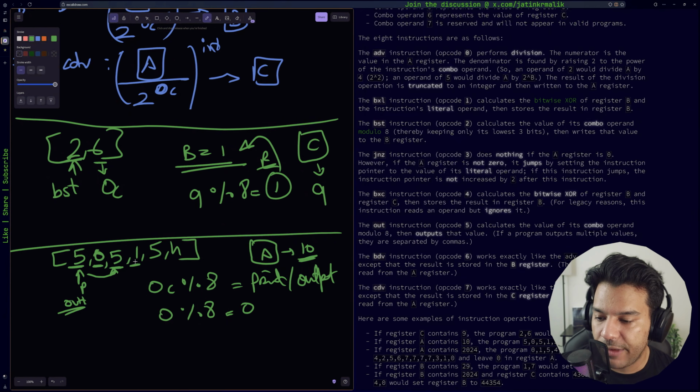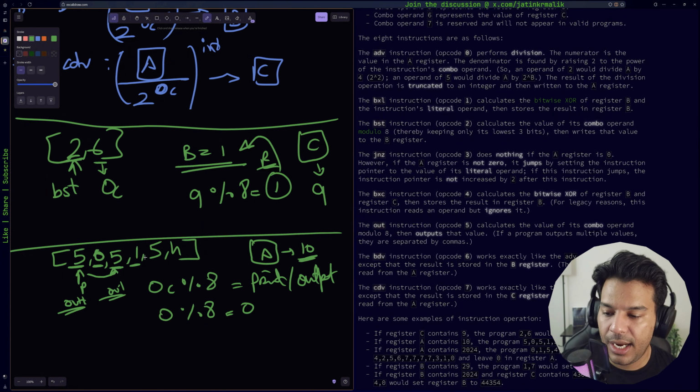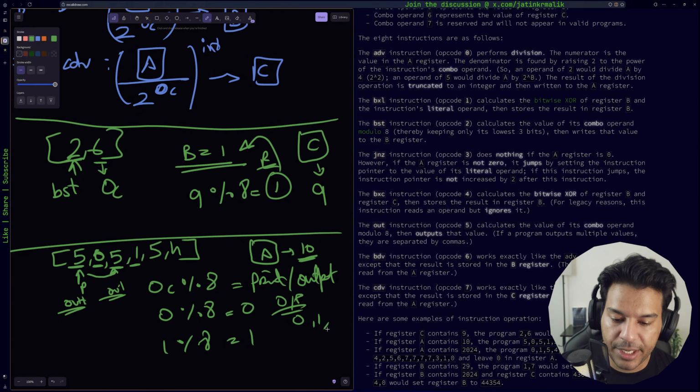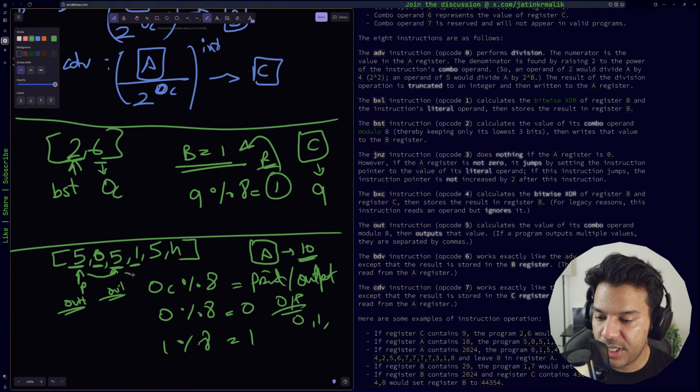So then it will go to 5, 1. 5 is still the same instruction, the out instruction. And now we will do 1 mod 8, which should give us back 1. And now this is going into the output. So if I write output, we have 0, separated by comma, 1. Then once the instruction is run, we'll move to 5.